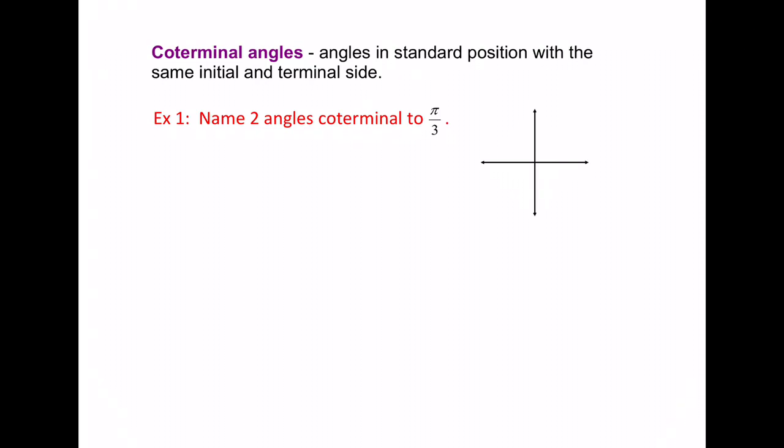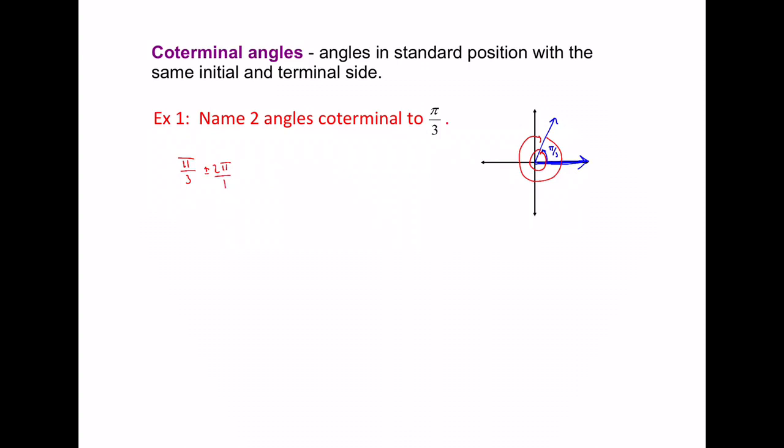All right, we've already talked about coterminal angles, angles in standard position with the same initial and terminal side. So here's your initial. And then if we do pi over 3, that's about a third, so that's right up here. So pi over 3. And then if we want to do a coterminal, we can add a full rotation to that, or we can subtract a full rotation. So to find the coterminal, you take pi over 3, and you add or subtract 2 pi to figure out 2 angles that are coterminal.